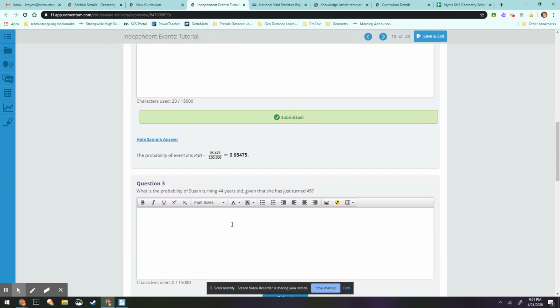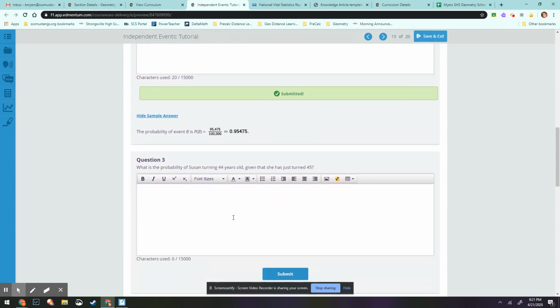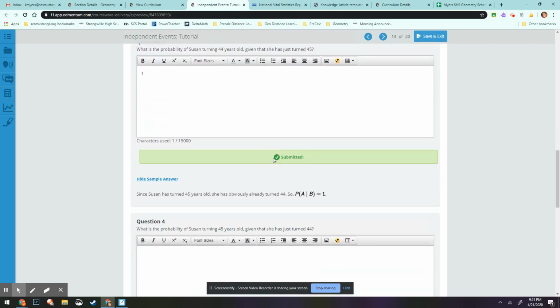Now we're going to look at some mixtures here. What is the probability of Susan turning 45 years old given that she has just turned 40? I'm sorry, I read that wrong. What's the probability of Susan turning 44 years old given that she has just turned 45? Well, think about it. If you turned 45, haven't you already by default made it past 44? So in this case, the probability is going to be 1. Because if you just turned 45, that means you have absolutely already turned 44. So in this case, it's 1.